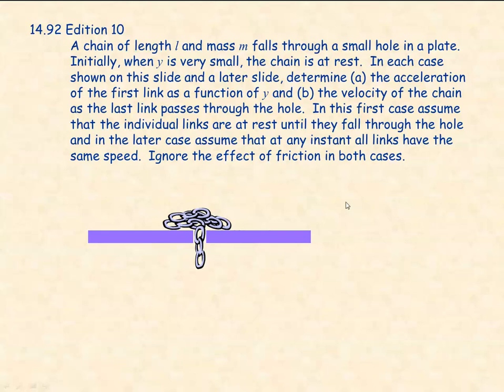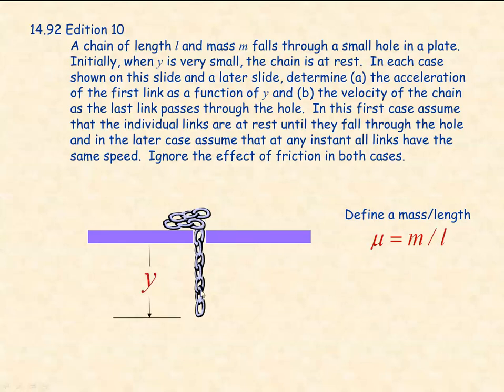So we're going to start off by defining our mass per unit length. We're going to call mu the total mass of the chain divided by the length of the chain. And then we're going to have the chain fall through the hole to a distance y right here. We're going to take y positive downward, and the mass of this length y is going to be m prime. That's going to be mu times y, because mass per unit length times the length y would give us the mass that's hanging out the hole. And this is the mass that has the velocity at any particular time. They all have the same speed.